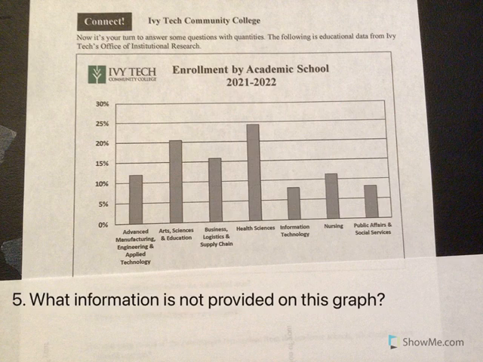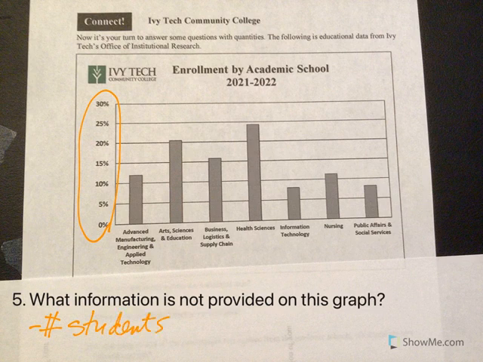Now, what information is not provided? Well, hopefully you've noticed that because we're dealing with percents on the vertical axis, we don't actually know the number of students. So if you say, well, how many students are in health sciences? I don't know. It's 25% of the enrollment. That's as much as I know. I don't know what the enrollment is, so I can't figure it out even mathematically.